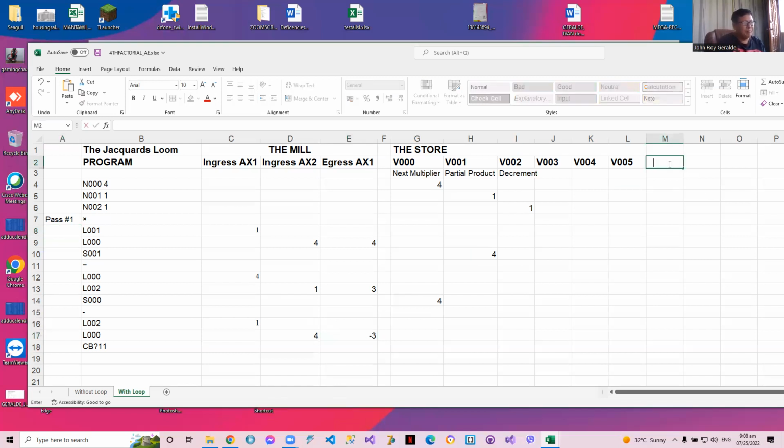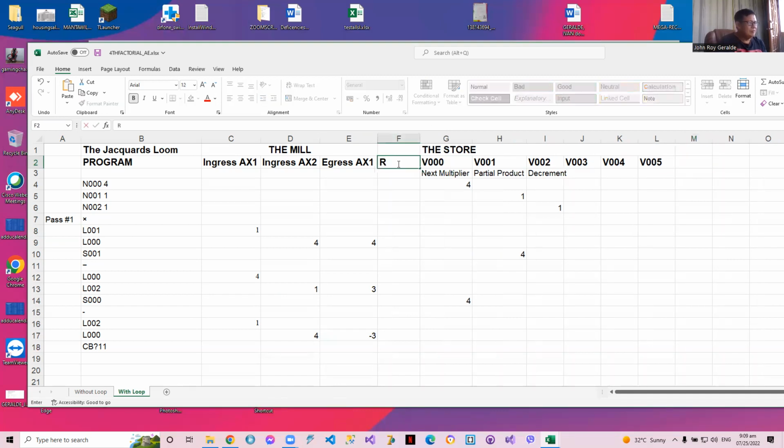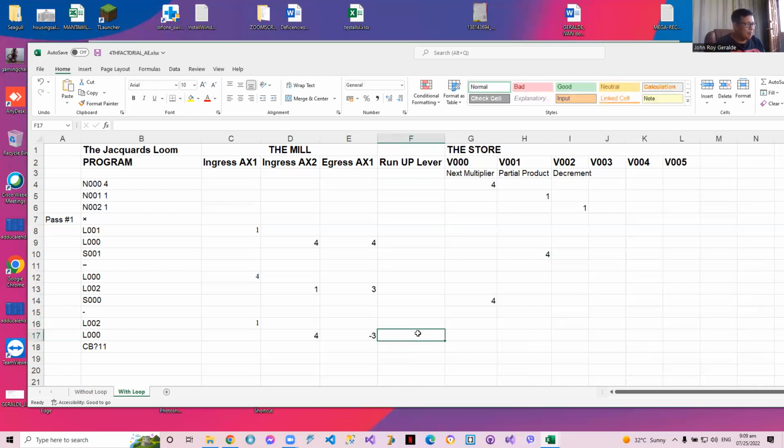Let's just put it here, the run-up lever. Is it still clear? Okay. So the run-up lever becomes 1. Here, the run-up lever becomes 0. Okay. Here, the run-up lever is 0. Do you follow? The run-up lever is 0 because the last result is a positive. Now here, the run-up lever is positive. So which means that it will count backwards.